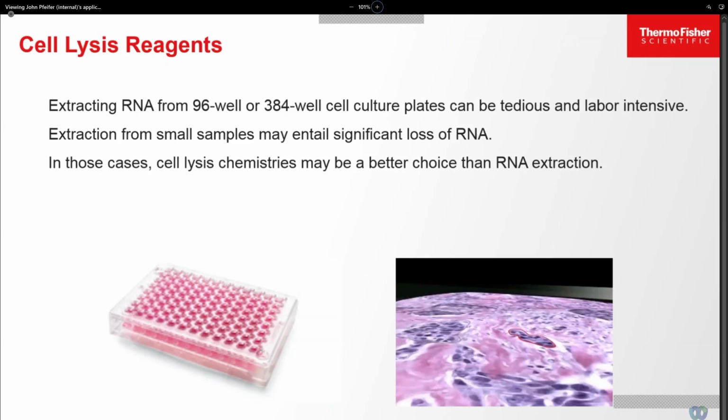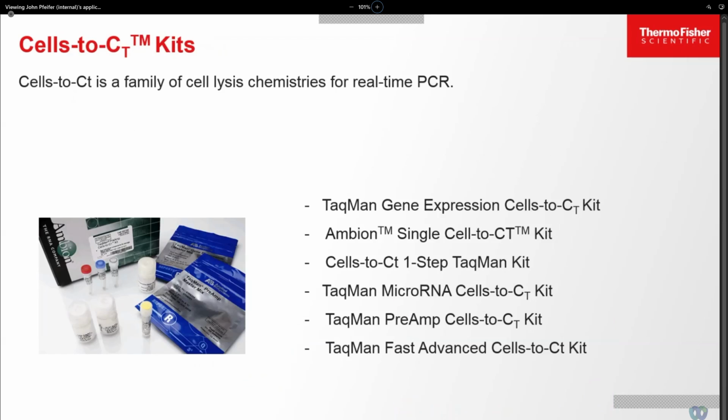Switching gears a bit, supposing that you're doing cell culture in, let's say, 96 well plates, they even have 384 well cell culture plates. The idea of extracting 96 different wells of cells individually is just a bit much. Well, in that case, you might want to consider, instead of extracting, to lyse the cells. It can be much easier, lower labor to do it that way. And we have a family of cell lysis kits called Cells-to-CT, and they come in different varieties. We have one for gene expression, we have single cell, and microRNA.